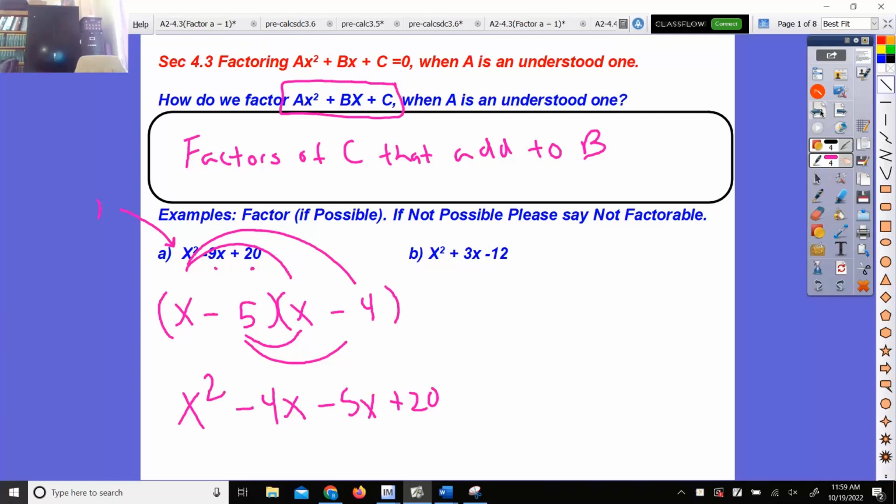What are your factors of the 12? 2 and 6, 1 and 2, 3 and 4, and 1 and 12. Can you get to a positive 3 by adding or subtracting 2 and 6? No. Can you get to a positive 3 with 3 and 4? Not going to happen. How about 1 and 12? Not going to happen. Not everything's factorable. You just ran into one that wasn't. This one is not factorable.